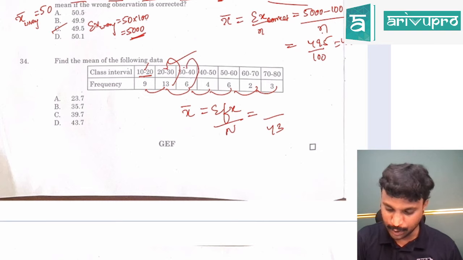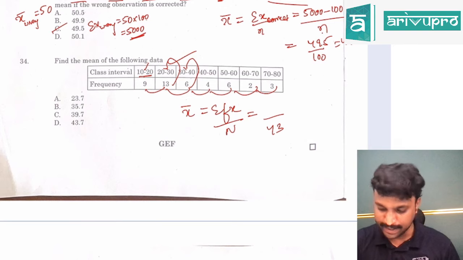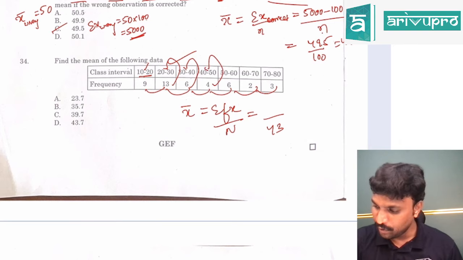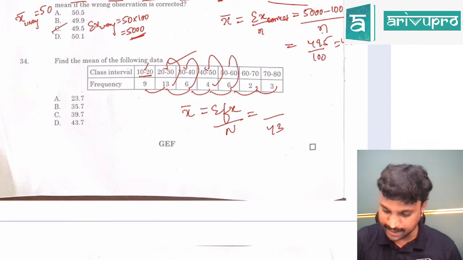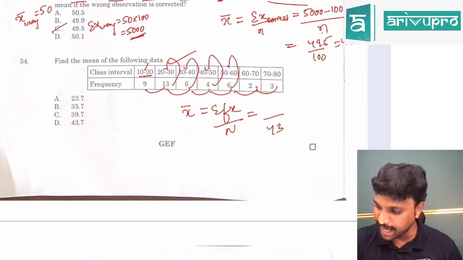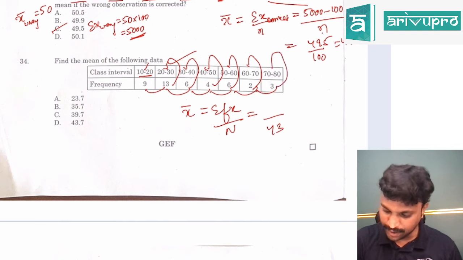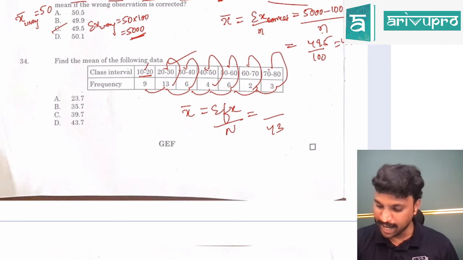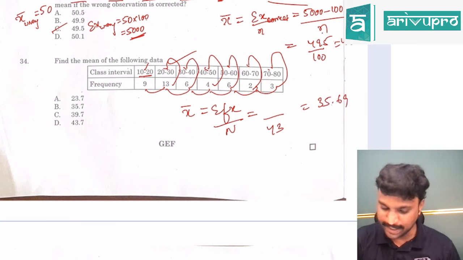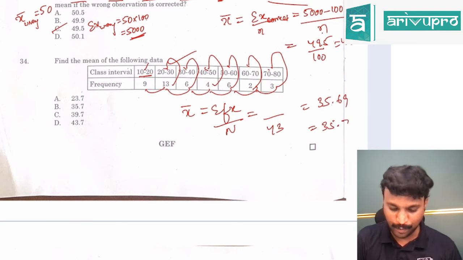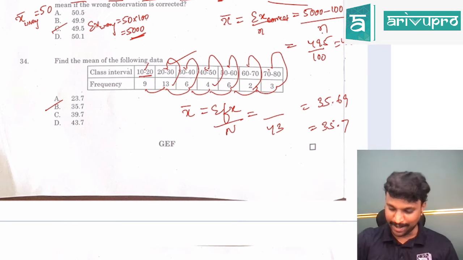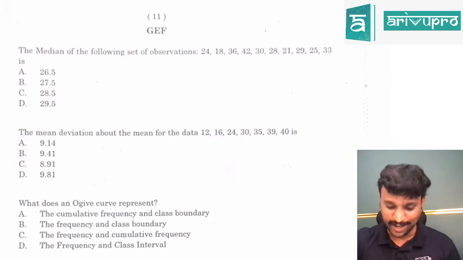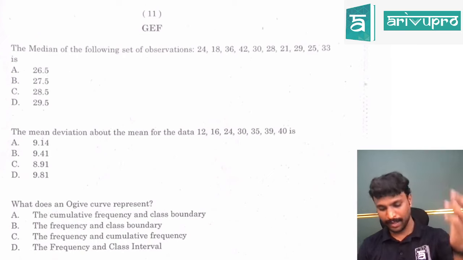Next 6 into 35 M plus. Next 4 into 45 M plus. Next 6 into 55 M plus. Next 2 into 65 M plus. Then 3 into 75 M plus, MRC, and finally divide that by 43. So the answer is 35.69. So the nearest answer is 35.7. Option B is the answer. Similar kind of question we had solved in the marathon and also in the regular videos.